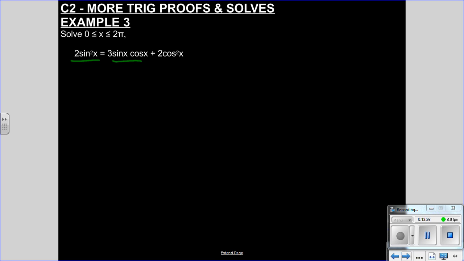So we could try that. Didn't work. Could try 2 sine squared minus 2 cos squared. No, that's not going to change to anything. This is interesting. We know 2 identities, don't we? So you could spend a long time trying to fiddle with this. But there's also another identity.